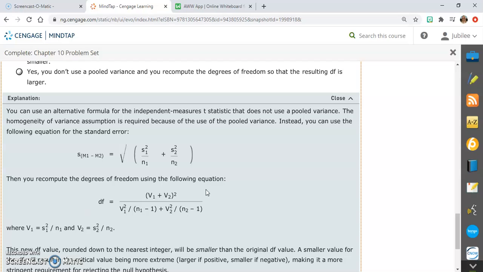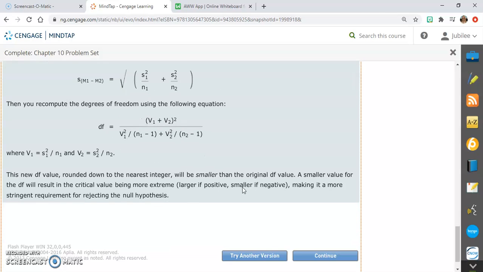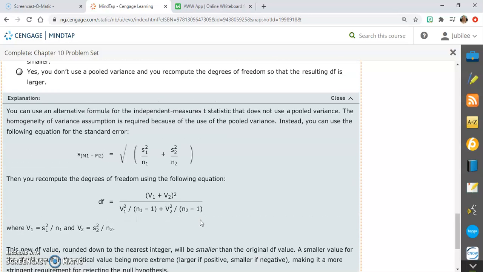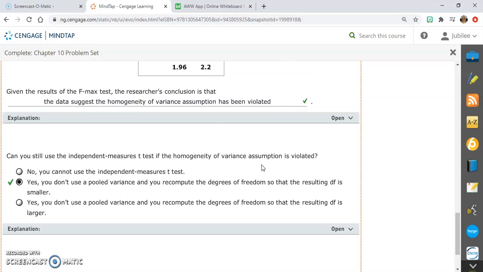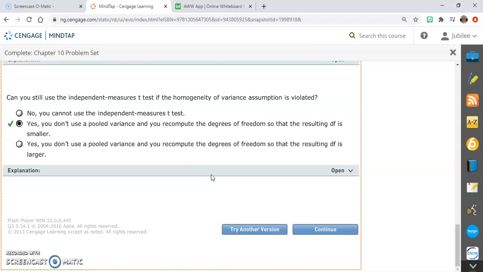Now, what we're looking at here is the formula that we would use if we were going to conduct the independent measures t-test. I'm not going to go through it all because you don't actually need it for any of the questions. But this new degrees of freedom value will be smaller than the original one, and so a smaller value will result in the critical value being more extreme, making it more stringent, basically. So because I have violated this assumption, it'll be a little bit harder to reach the critical region for my t-test, which is a good thing.